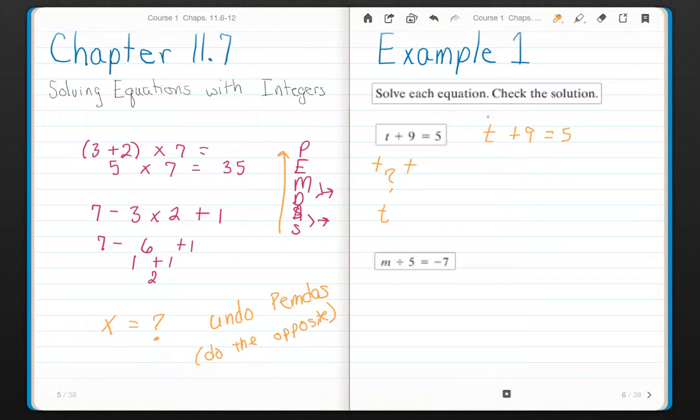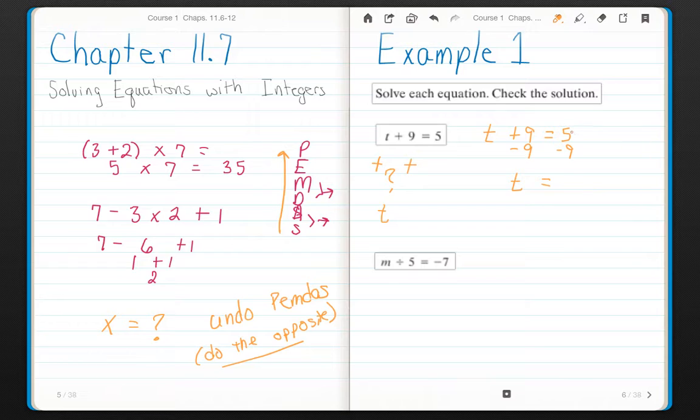So I need to solve for t. I need to figure out what t equals. In order to do that, I'm going to do the opposite of what this says. Instead of adding 9, I want to subtract 9 from both sides, because whatever I do to one side of an equation, I have to do to the other. Now, why am I subtracting 9? Because I want to get t by itself. If I have t and I add 9 to it, and then I take 9 away from it, I'm left with just t.